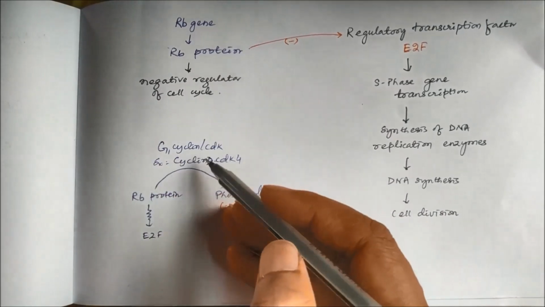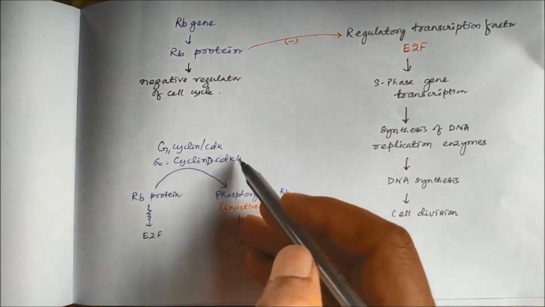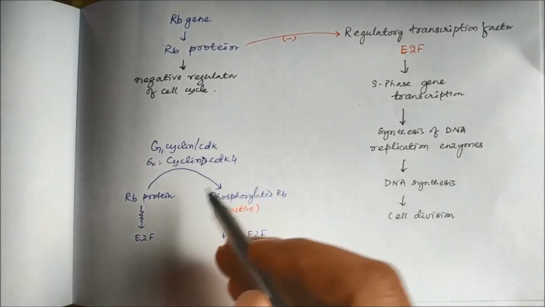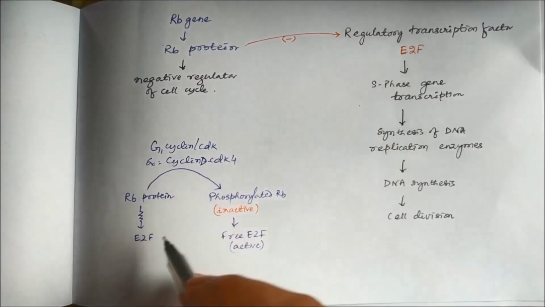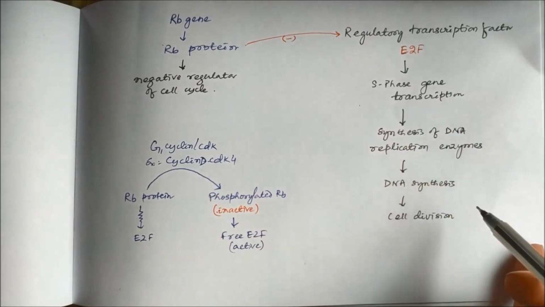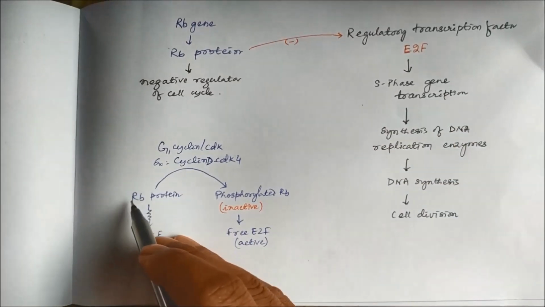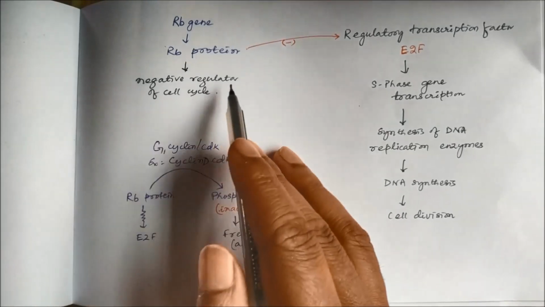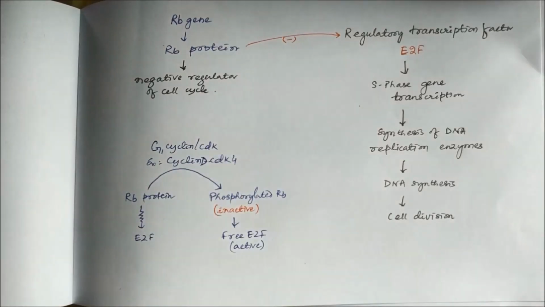And the positive regulators like cyclin CDK complex, cyclin D CDK4 complex, cause the phosphorylation of retinoblastoma, so there will be release of E2F and there can be this action. And retinoblastoma protein or gene, by inhibiting E2F, acts as a negative regulator of cell cycle. So this is all about the negative regulators of cell cycle.